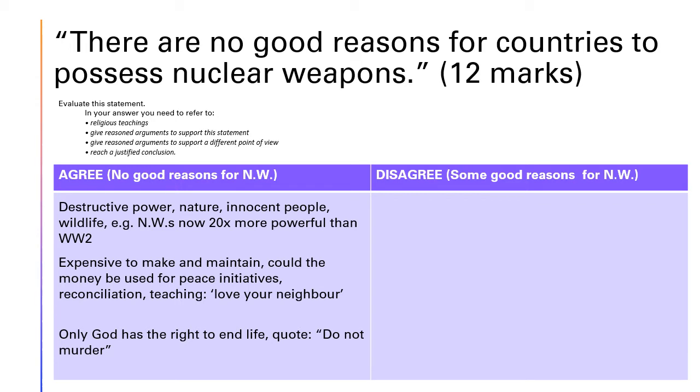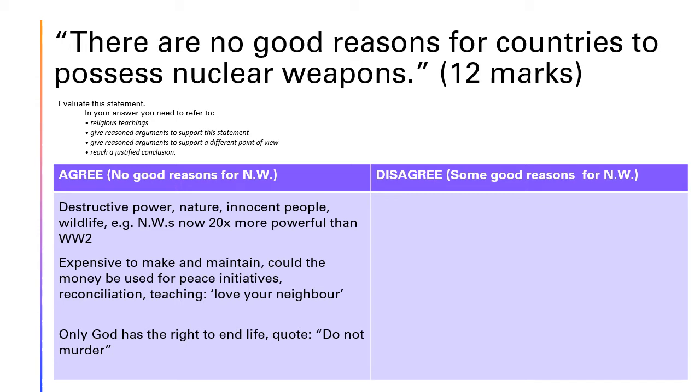And so the fact that they're now 20 times more powerful tells you the extent of the destruction that they would cause. The second point we're going to make is they are very expensive to maintain and to make, and we could say that the money could be used for peace initiatives, for reconciliation, for teaching, and as a religious teaching we're going to refer to the quote, "Love your neighbor." Very easy quote to remember. I'm sure most of you know the quote by now, and we're going to use it to our advantage.